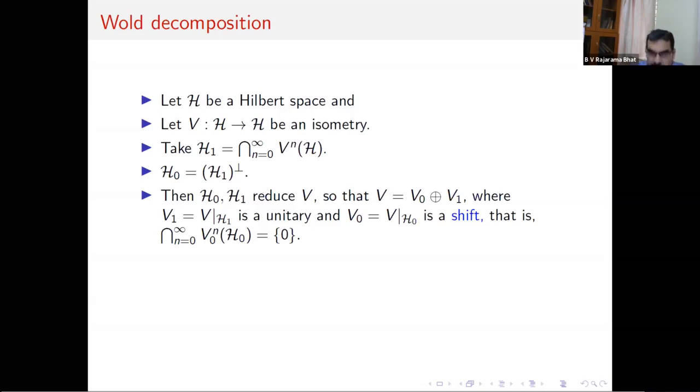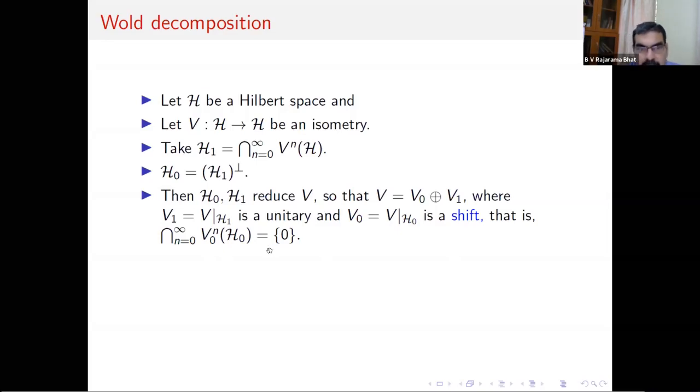The V1, which is the V on H1, that is a unitary. Whereas the other one, V on the orthogonal complement H0, that's a shift. By that I mean the intersection of the ranges here is 0, because whatever intersection was there, we removed it and called it H1.